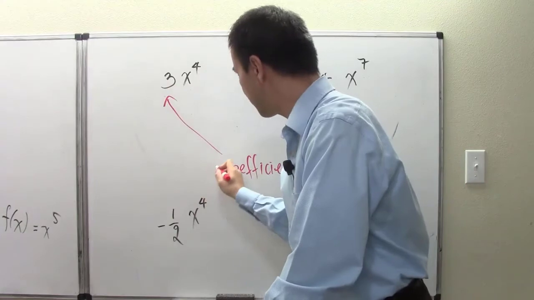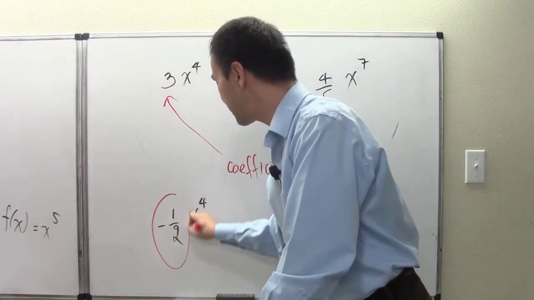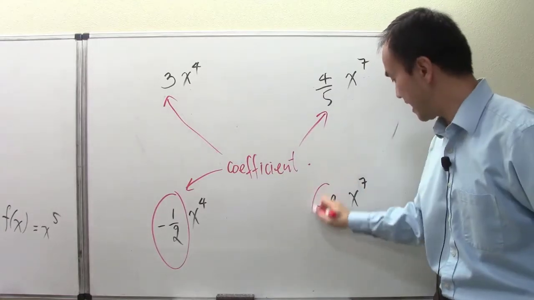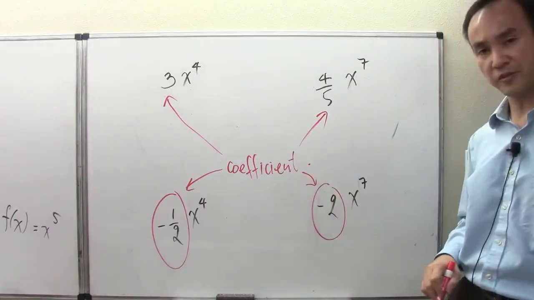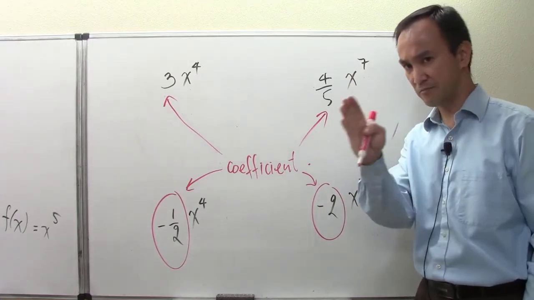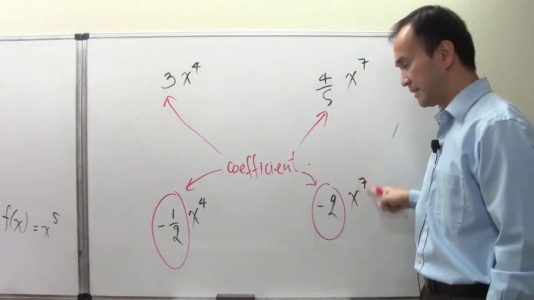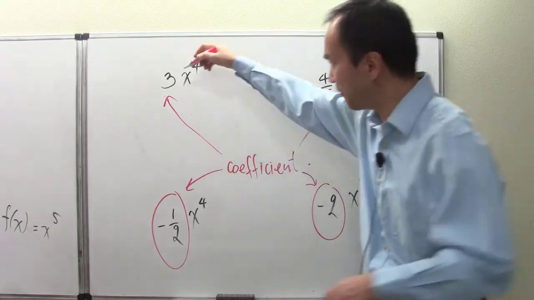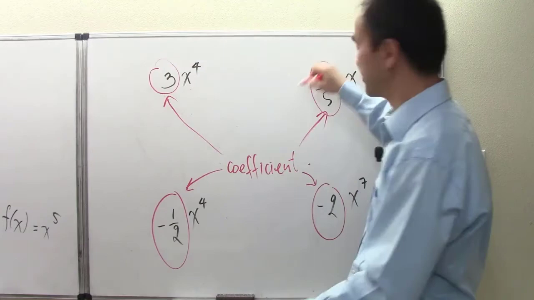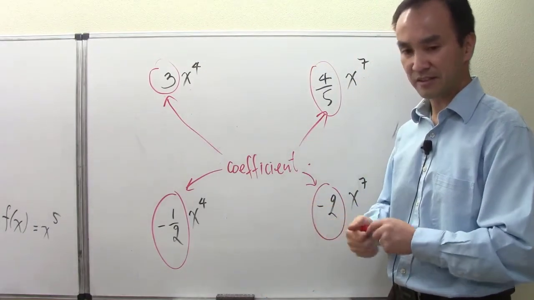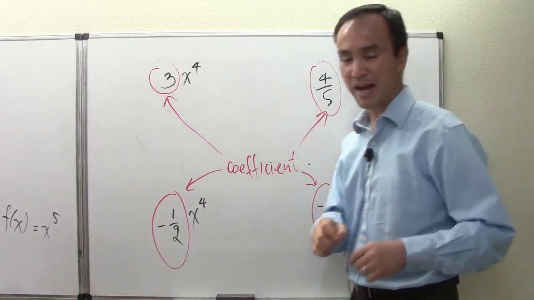And see this one right here that I circled, it's a negative coefficient. But it's a coefficient. It's a negative coefficient here, but it's a coefficient. So it's just whatever constant value that's multiplied in front of our power function. Okay, we call any of those the coefficient. Coefficient.